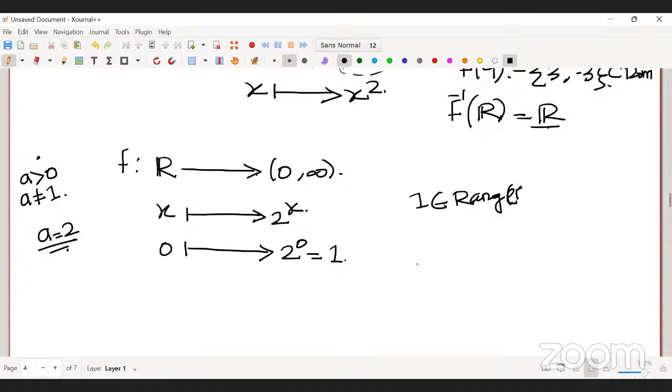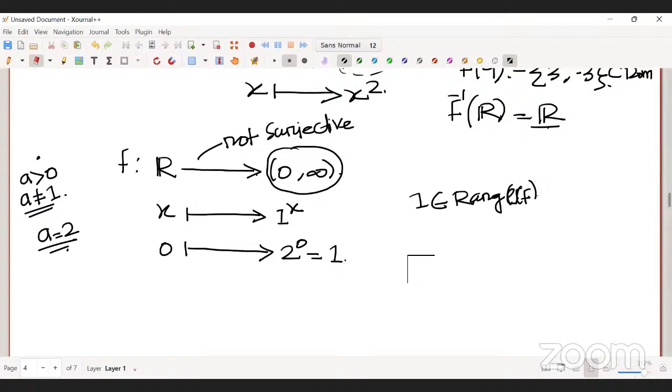So when you are saying A cannot be 1, this A has nothing to do with this domain and codomain. Here I cannot write 1 power x. If I write 1 power x, then this function is not surjective, because I will always get 1. So that's why we're excluding 1. A cannot take 1. And similarly, A cannot take a negative number, because you will get some complex thing. So A can be 2, 3, 4, or let's say 0.5. So this A has nothing to do with this thing.